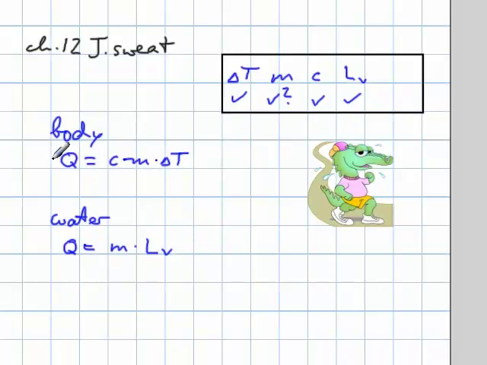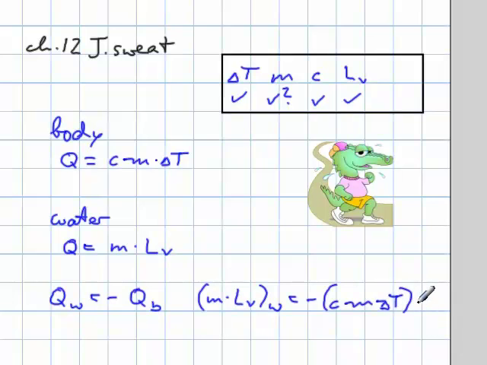Okay, anyway, this one is negative and this one is positive, so when I equate the two I would write Q of the water equals negative of that already negative number of the body. Then I plug in things, so I'm going to have M times L_V of the water, and that equals negative all the rest here of the body. And then we're supposed to figure out what the mass of the water is.